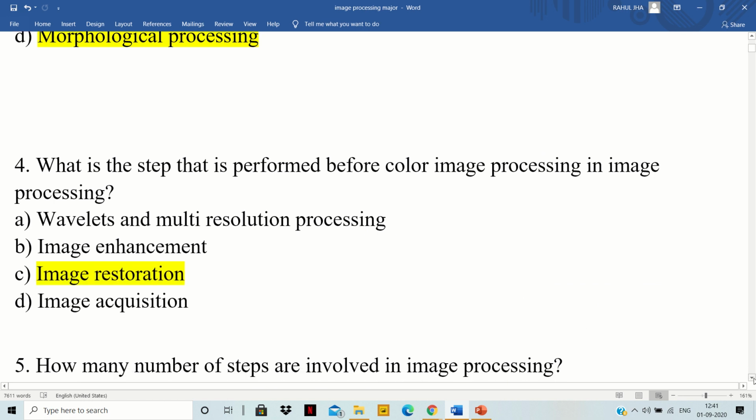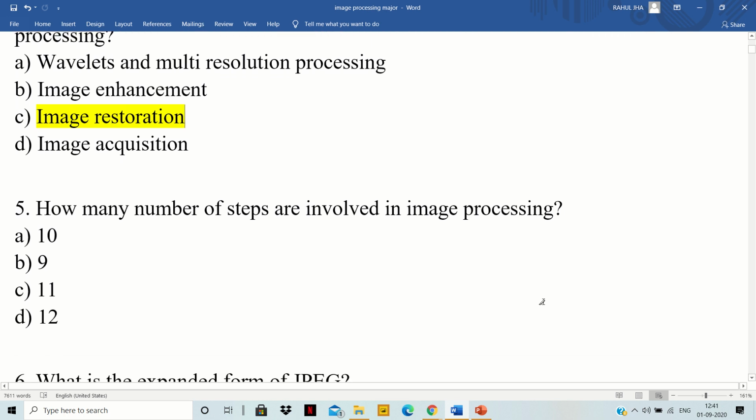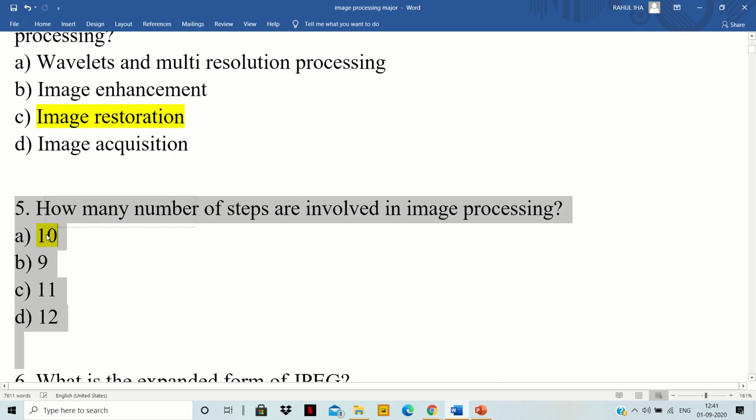Next question. How many steps are involved in image processing? The options are A 10, B 9, C 11 and D 12. So the right answer will of course be A, which is 10.